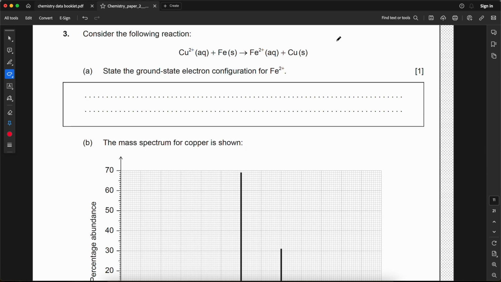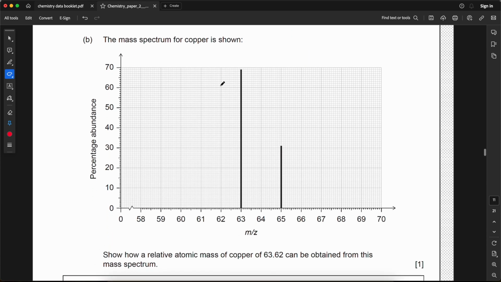Consider the following reactions: Cu2+, Fe, Fe2+, and Cu. State the ground state electron configuration of Fe2+. The atomic number is 26, so 1s2, 2s2, 2p6, 3s2, 3p6, 4s2, 3d6. Because it's 2+, there is no more 4s2. So you can also write it with short notation, 3d6.